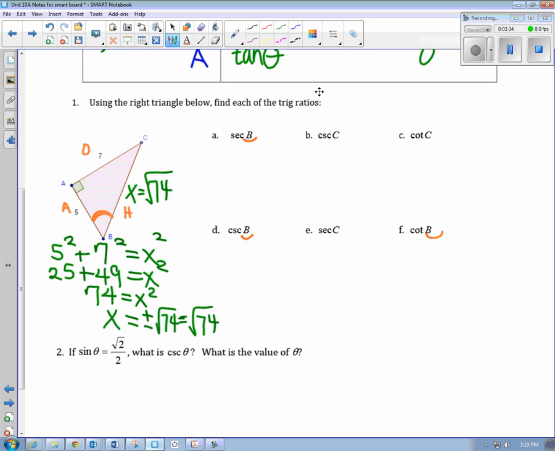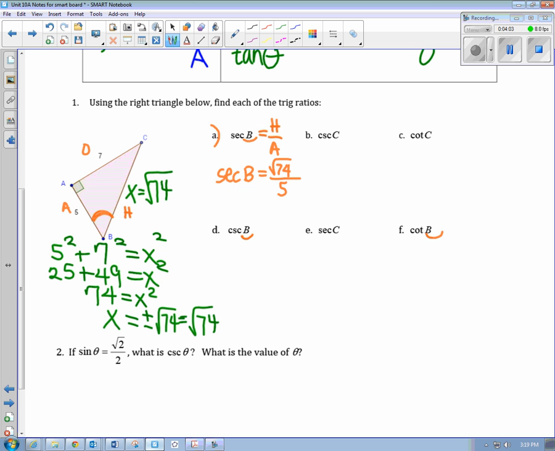I know that secant for part A is the reciprocal of cosine. So if cosine is adjacent over hypotenuse, then that means that secant is hypotenuse over adjacent. So when I go through then, for the secant of B, it's going to be radical 74 over the adjacent side, which is 5.